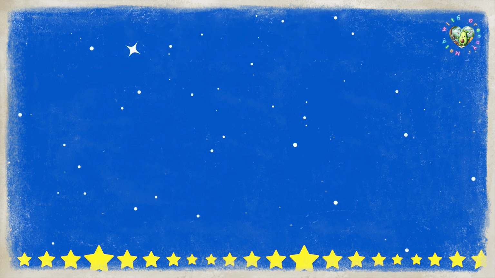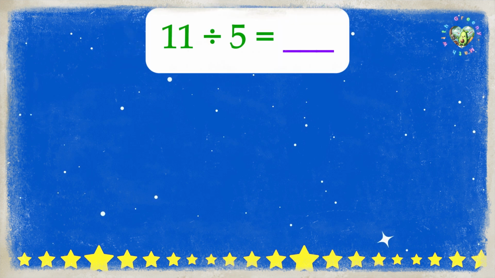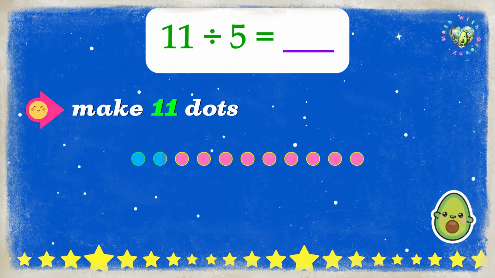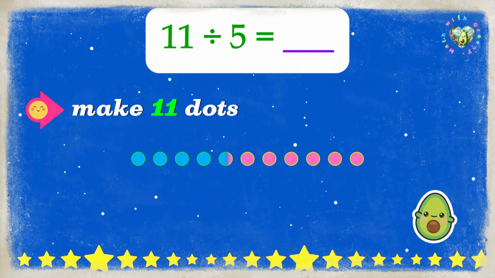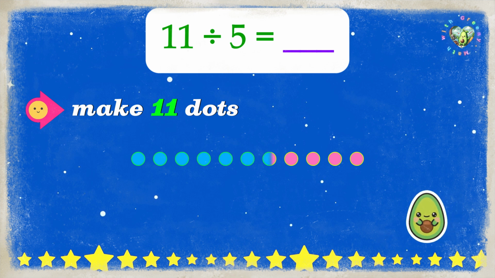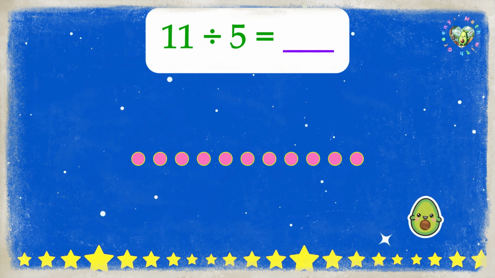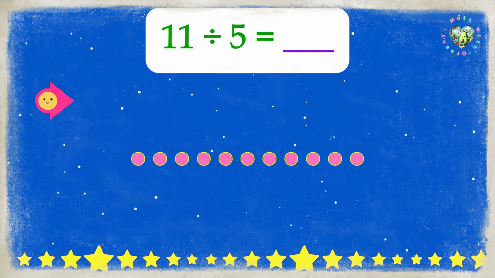Let's start with 11 divided by 5. Step 1. Make 11 dots. Go ahead. Okay, make 11 dots. 1, 2, 3, 4, 5, 6, 7, 8, 9, 10, 11. Done! What's next? Step 2.